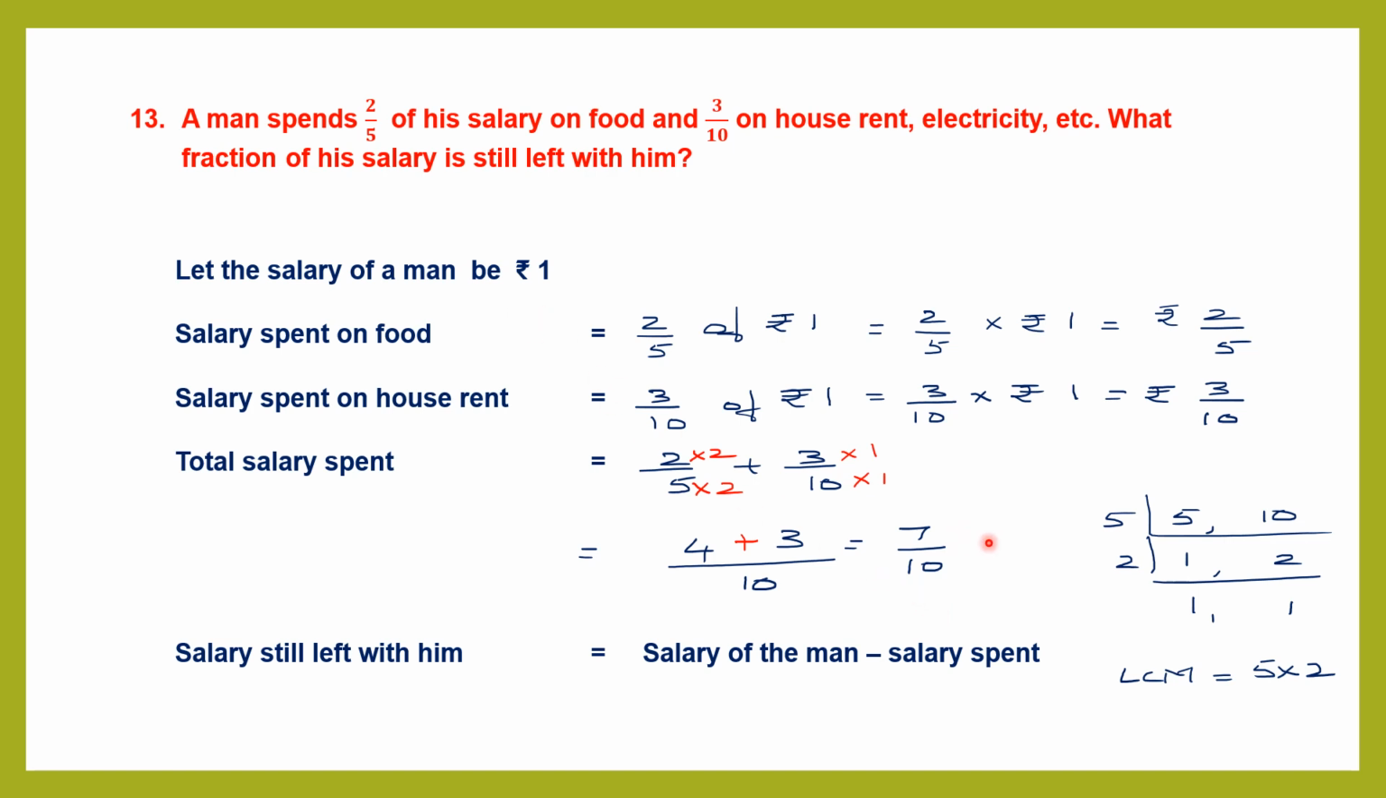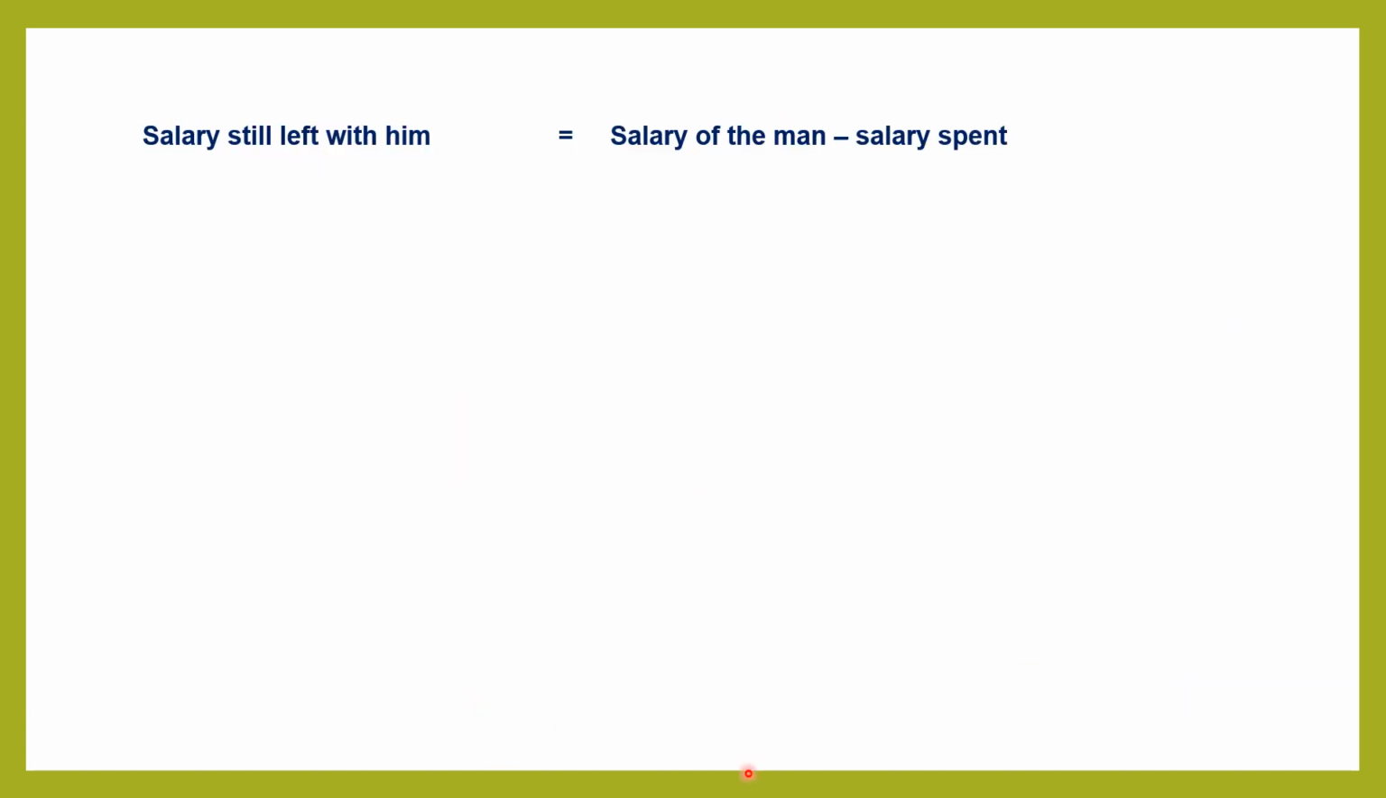If we subtract these two, we will know how much of salary is still left with him. So let's continue. So this will be salary still left with him is salary of the man, which is 1 rupee, minus salary spent is, which is 7 by 10. Now let's subtract these. So this will be 1 by 1 minus 7 by 10.